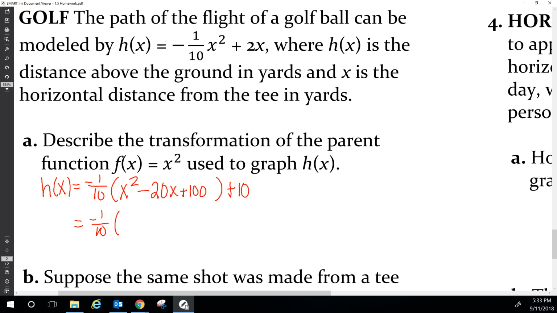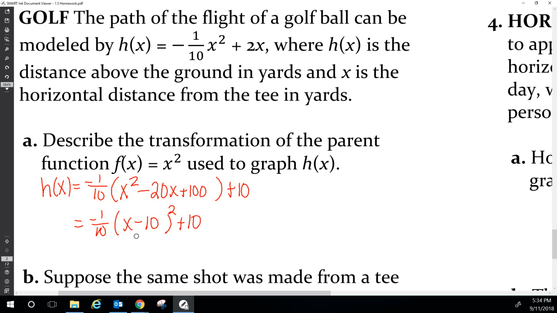This gets me into my vertex form. So what times what gives me 100 adds up to negative 20? Hopefully you see that's negative 10. Negative 10 times negative 10, positive 100. Negative 10 minus 10, negative 20. And then we still have our plus 10 out here. So what are my transformations?